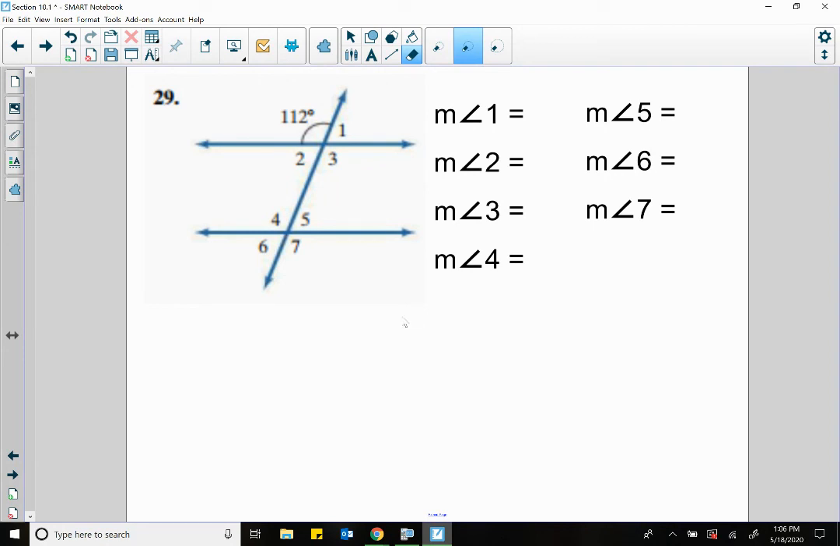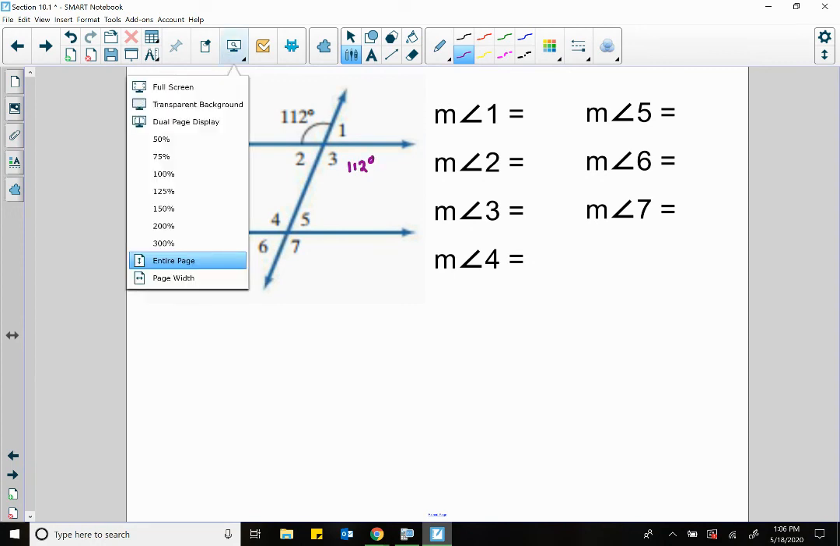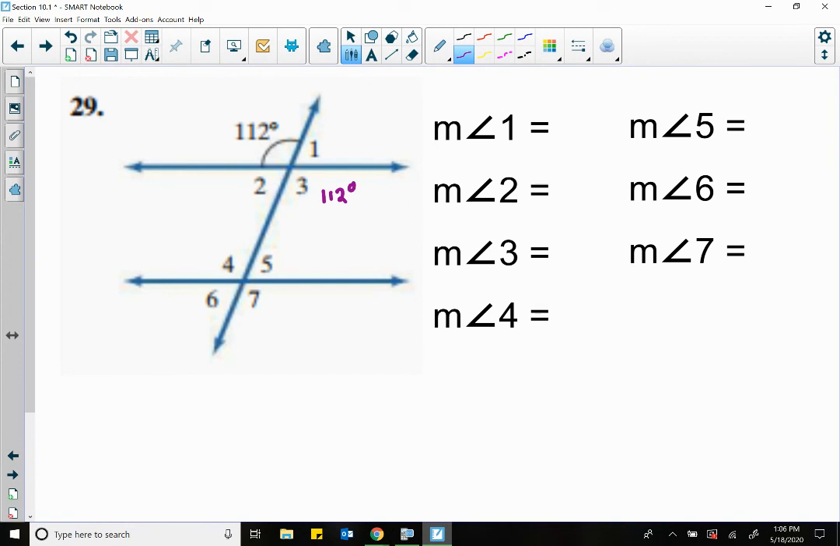All right. So what I usually start with is I take care of all my congruent angles I know right away. My first angle that I would deal with is angle 3, and I know that it is 112 degrees. I'm actually going to zoom in on this. We know that this is 112 degrees. Reason being, these are vertical angles.